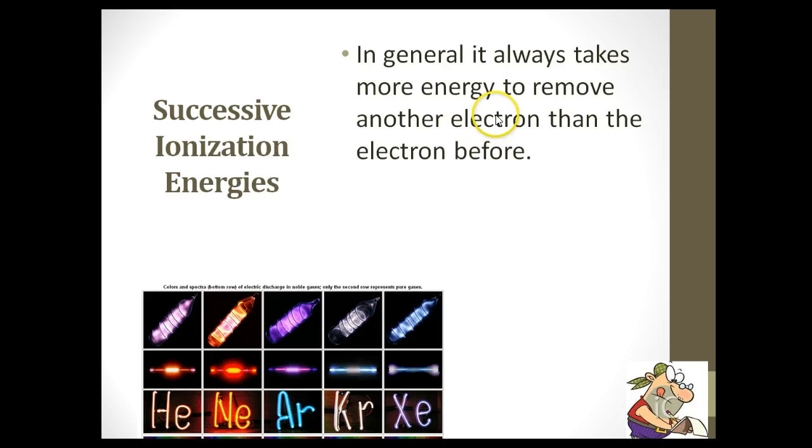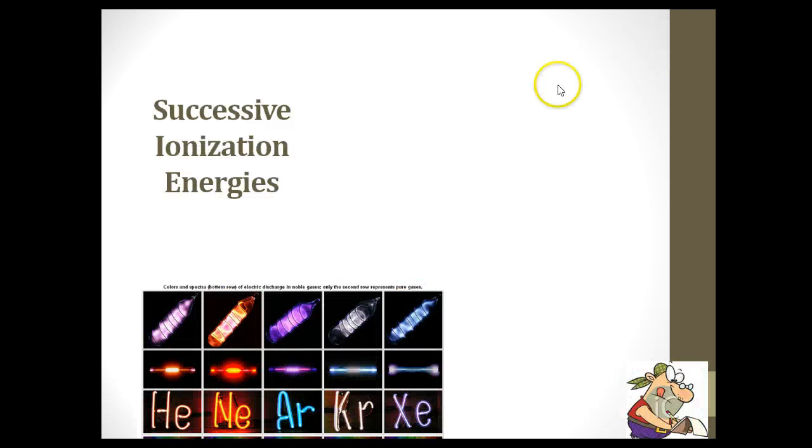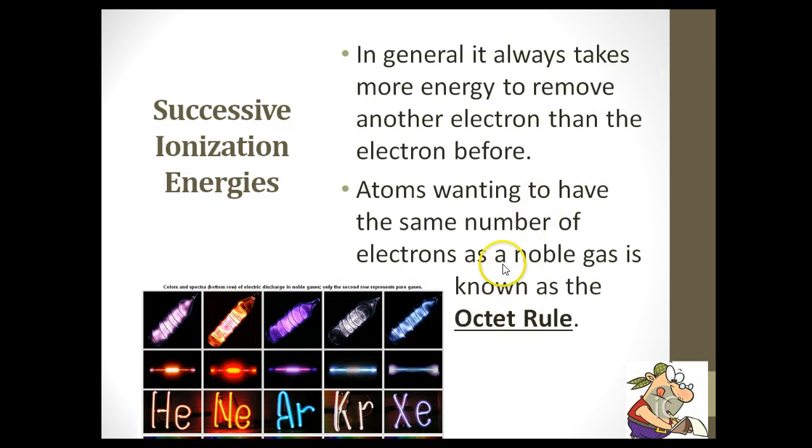So, in general, it's always harder to pull off another electron. We saw that over here. These numbers are always increasing. But it's always much harder to remove it when the element looks like a noble gas. Right? And when elements have the same electron configuration, the same number of electrons as a noble gas, that's following what's known as the octet rule. It's going to be a big preview into the next unit we're going to talk about with bonding.